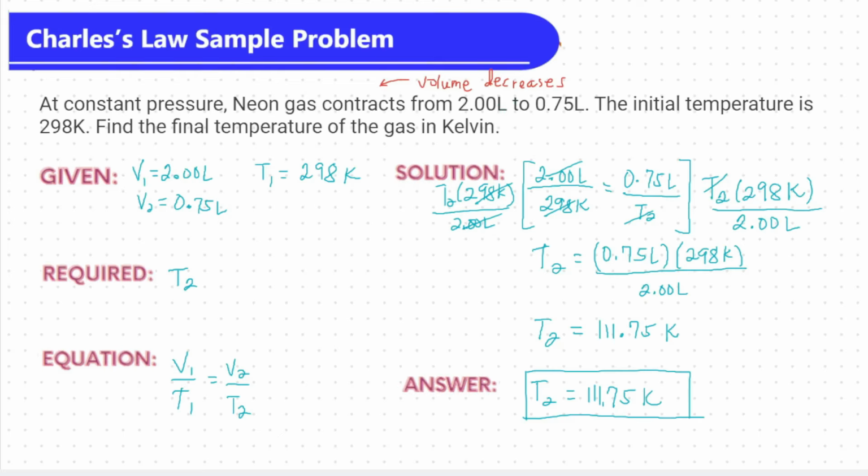Don't forget to write the unit. And don't forget also that Kelvin has no degrees. Ang may degree lang is yung Celsius at yung Fahrenheit. Kelvin does not have any degree, so we just write the letter K.